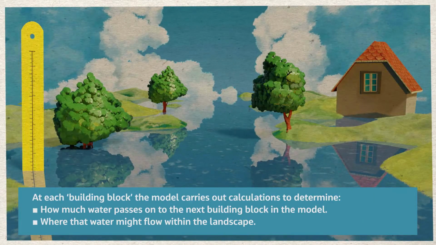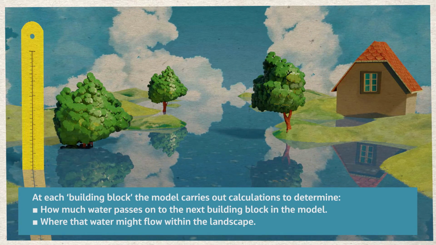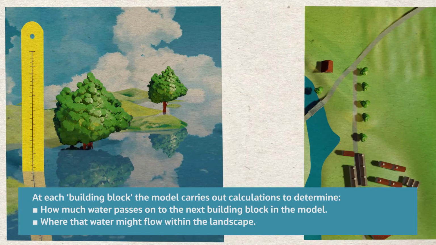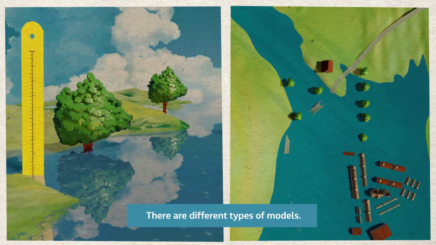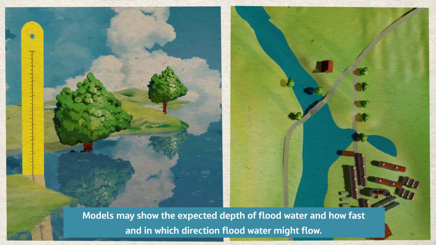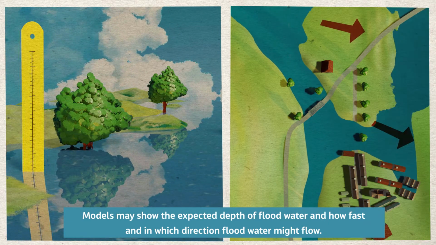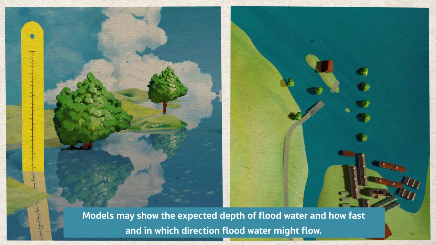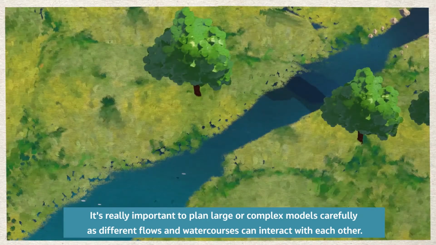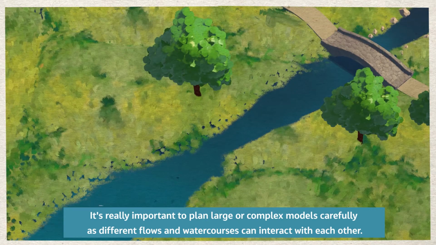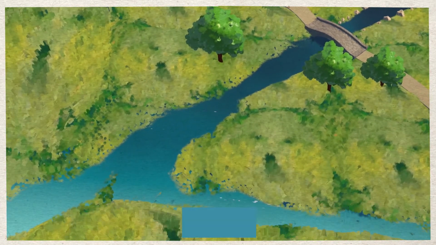At each building block, the model carries out calculations to determine how much water passes on to the next building block in the model and where that water might flow within the landscape. There are different types of models. Models may show the expected depth of floodwater and how fast and in which direction floodwater might flow. It's really important to plan large or complex models carefully, as different flows and watercourses can interact with each other.